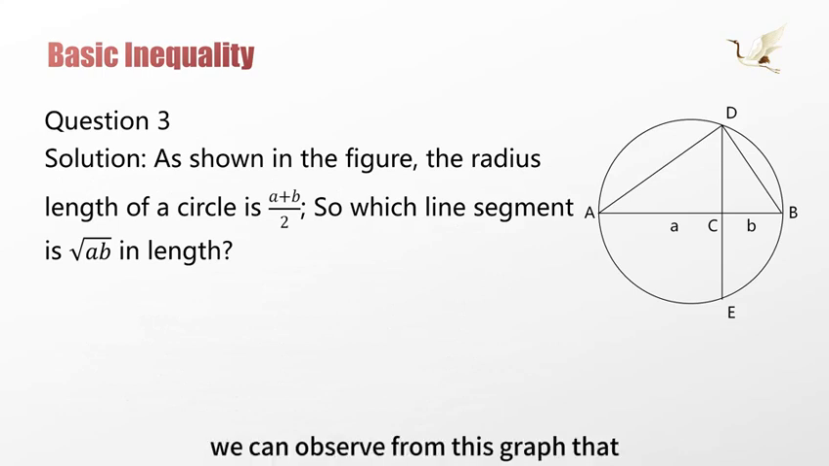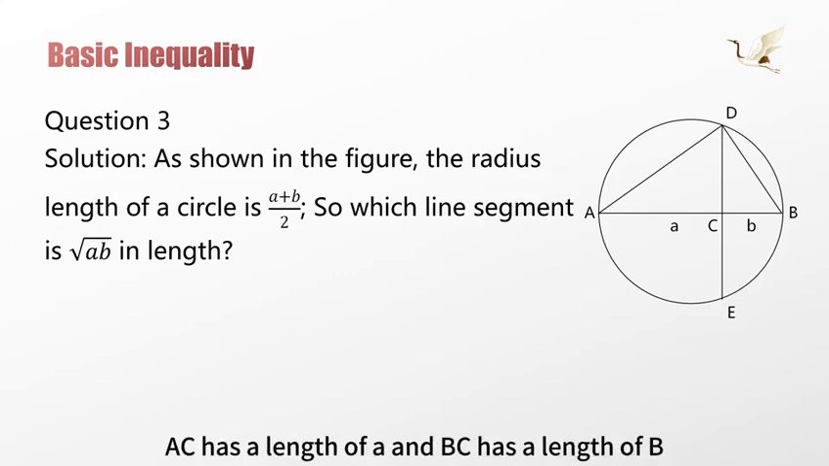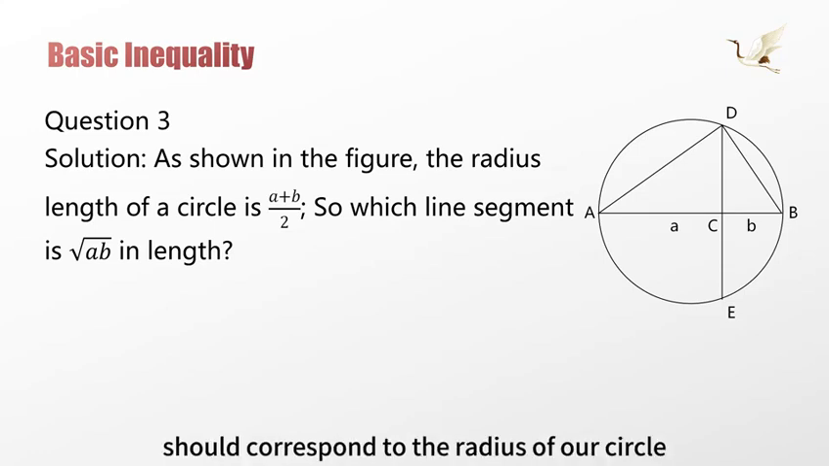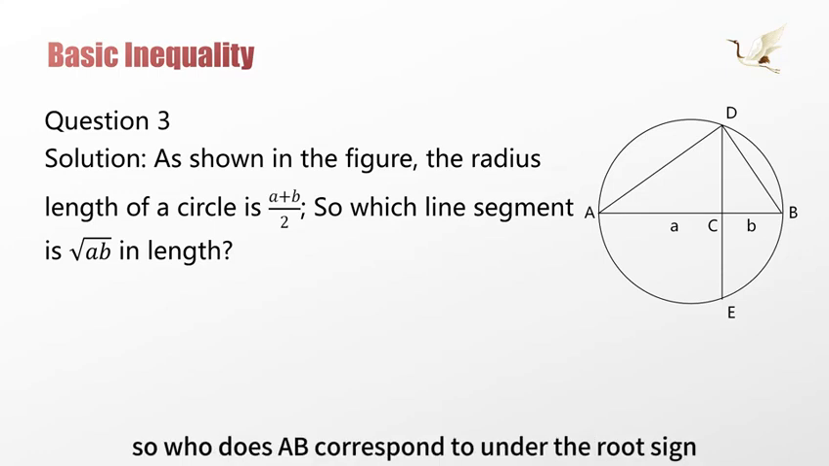We can observe from this graph that since AB is the diameter of a circle, AC has a length of a, and BC has a length of b. The length of AB is a plus b. Therefore, half of a plus b should correspond to the radius of our circle. So what does the square root of ab correspond to?